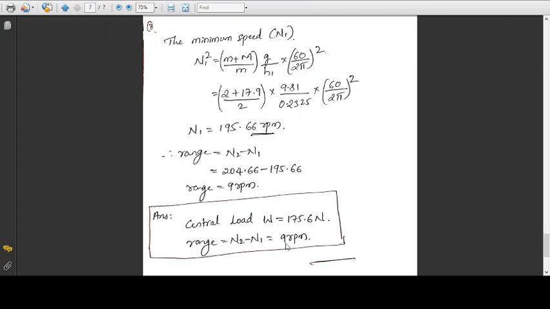I hope you understood how to solve the problems on the Porter governor. The problems we have solved today are all simple problems with direct substitution. The only thing is you need to remember the formulas. Then you should know how to construct the schematic representation of the governor based on the given data. Once you know what is given and what is asked to calculate, you just need to recall the formulas and substitute.